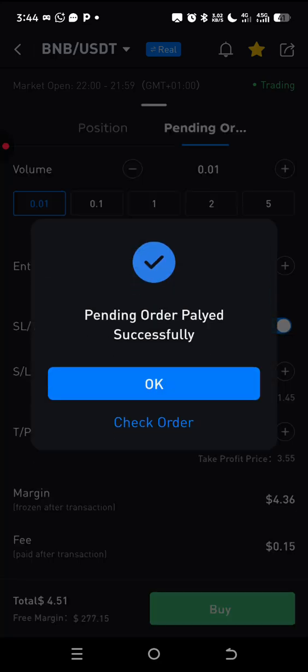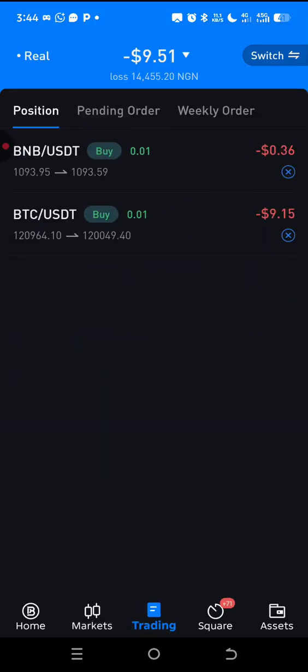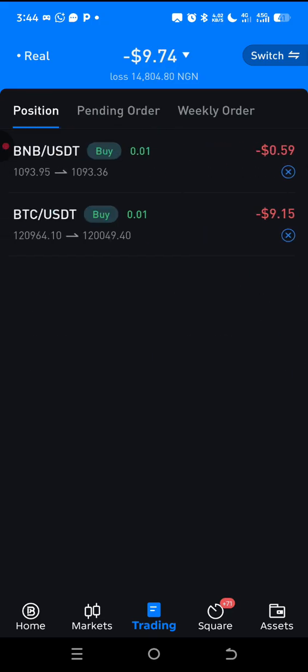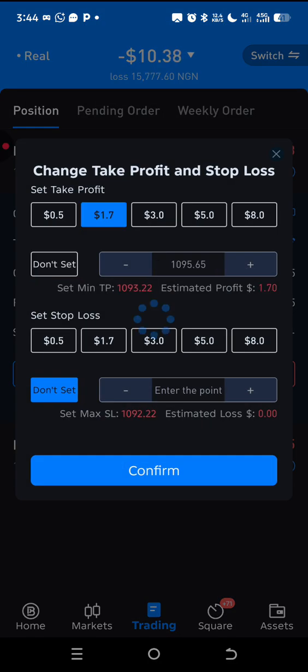It's placed already. Where is it? Let me show you where that order is. Come to pending order. Look at it there. That's a pending order that I just created now. So this is how this system works. You can create an order instantly, which is this one trading now. I can now come here and put my stop loss.